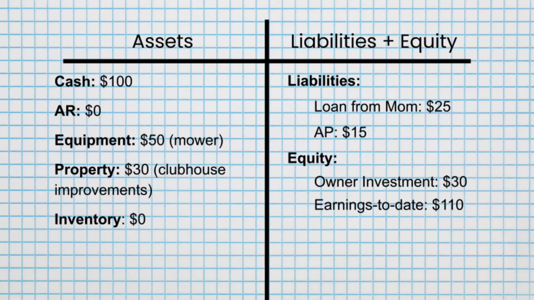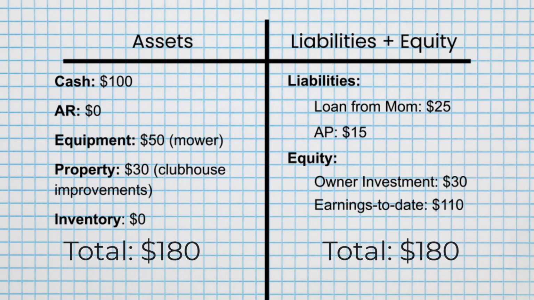So before anything happens, we need to start with our scorecards. Because if the beginning is wrong, then everything after that is going to be wrong as well. Under assets, what we have is $100 in cash, a mower worth $50, clubhouse improvements worth $30, for total assets of $180. Under liabilities, what we owe, we have a loan from mom worth $25, accounts payable worth $15, for total liabilities of $40. And for equity, what really belongs to the Fix-It friends, we have equity worth $140. So our liabilities plus equity equals $180 total. Everything matches. Everything's balanced. We are good to go.